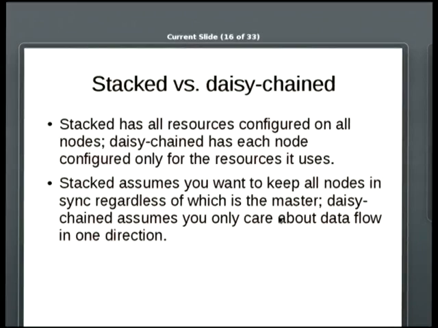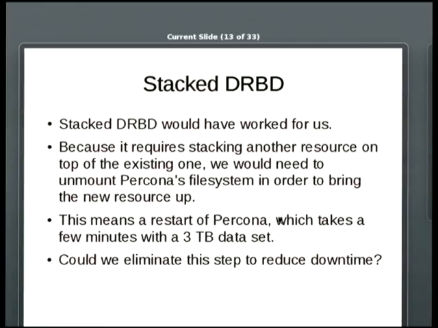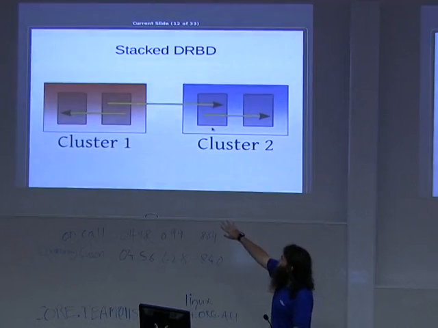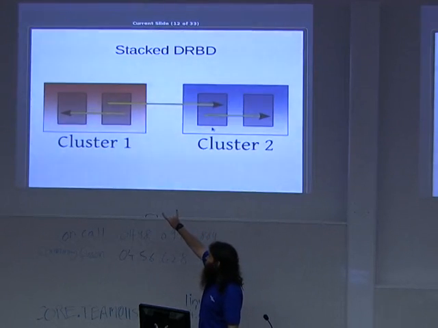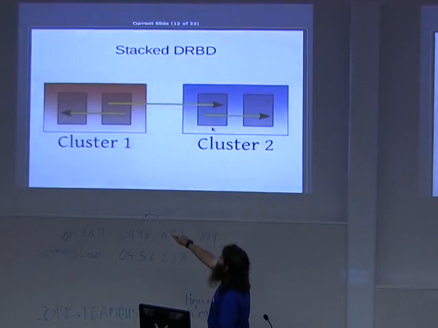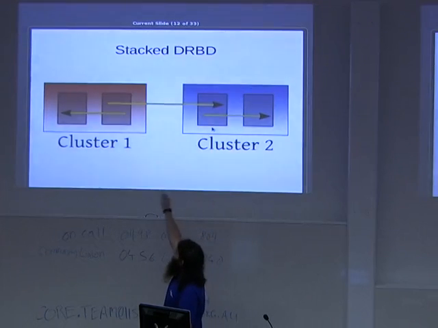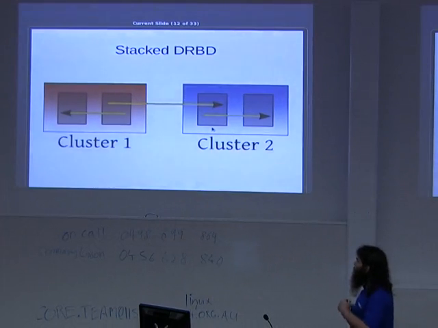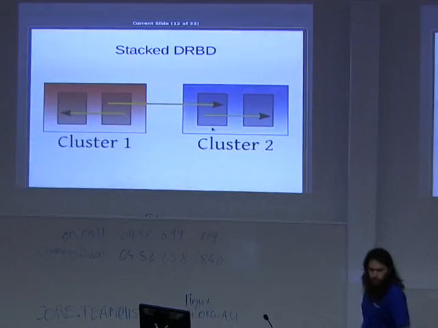Because they seem quite similar on the surface, I want to explain what I think the major defining differences are between these techniques. So to begin with, a stacked configuration has all resources configured on all nodes. And the reason for that is because cluster 1's lower DRBD resource can flip around so that the left-hand node is the master, so every node needs to know that one or the other of those cluster 1 nodes, whichever one's the master for the lower resource, is then going to be the master for the upper one.